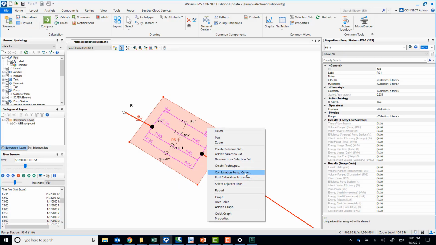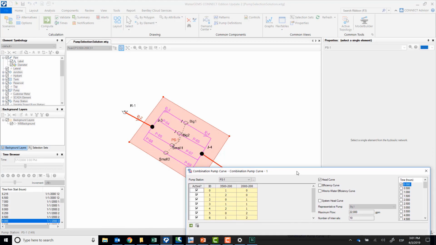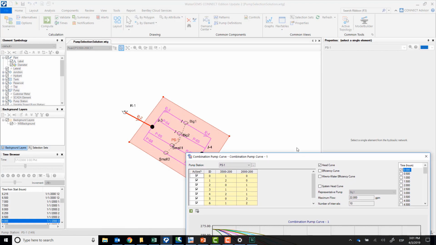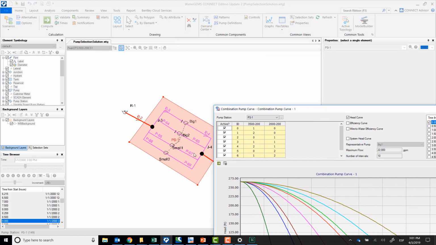About the pump combination curve. Why are there so many curves? Well, we have here 4 pumps, right? So 2 of them, the small ones, share the small pump curve, which is listed here on the right, and the big ones share this other pump curve.